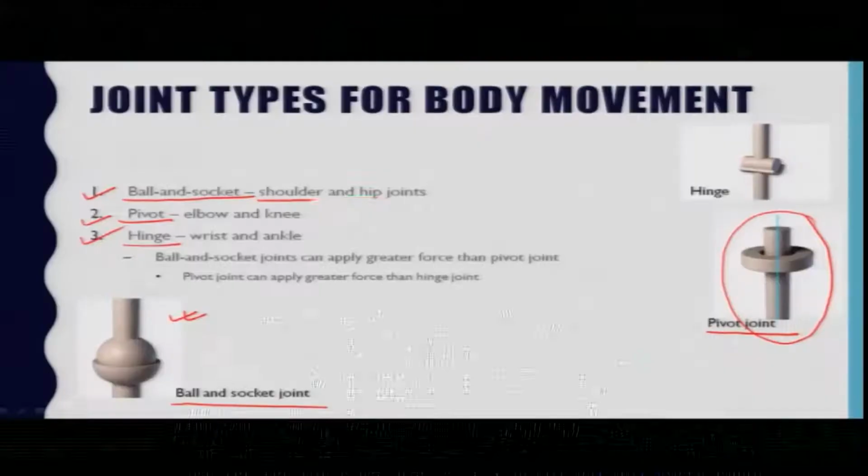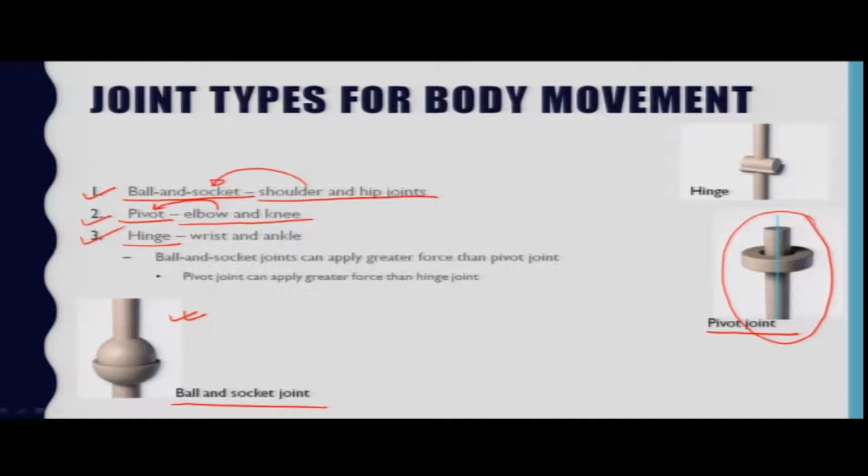So exactly in the human body, where are these particular joints playing their roles? Shoulder and hip joints are the examples of ball and socket joint. Elbow and knee act as pivot joints, and wrist and ankle joints are hinge joints. As a piece of knowledge, you can say that ball and socket joints can apply greater force than pivot joints, and a pivot joint can apply greater force than a hinge joint. So these are all the ball and socket, pivot and hinge joints.